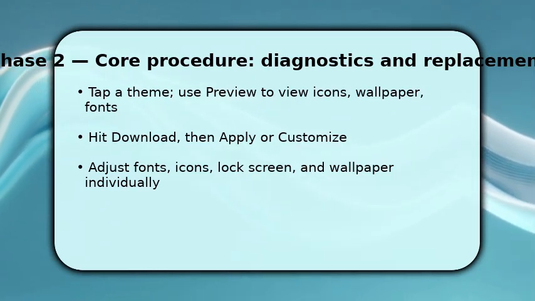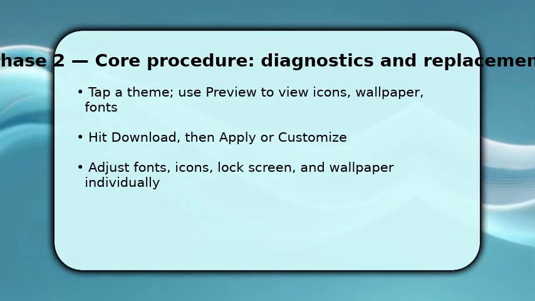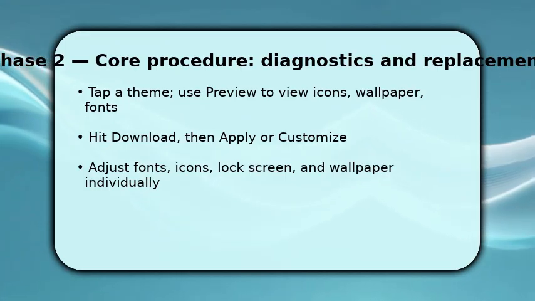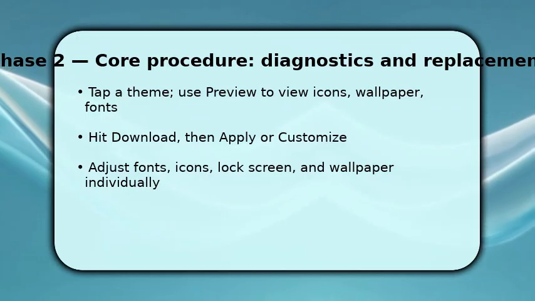In Customize, adjust font size, icon shape, and lock screen shortcuts. Make sure to save each change. Once done, expect a brief reload of the launcher. Wait for home screen elements to settle before proceeding to the next step.